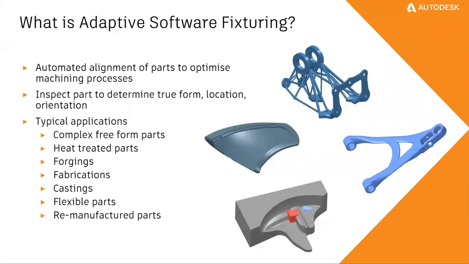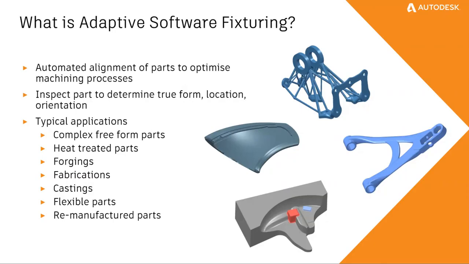So what is adaptive software fixturing? It is basically a process inside PowerInspect to align the part to optimize the machining process. Through adaptive software fixturing, you can inspect a part to determine its true form, location, and orientation. It will generate a new datum which can be transferred to the CAM software. The customer might have both software available, like PowerMill and PowerInspect, and then adaptive software fixturing works perfectly.